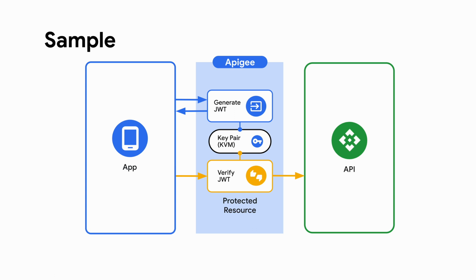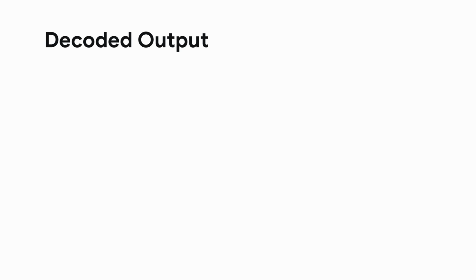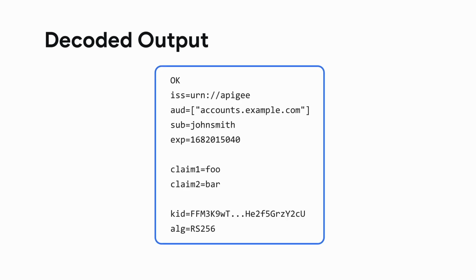The sample also shows how to verify the token signature using the public key and decrypt using the private key. If you attempt to modify the token or send a token which has expired, Apigee will return a 401 unauthorized response. If the token's valid, the verification endpoints will output the contents of the decoded token, showing the claims and the algorithm that was used to generate it. Now let's see how to deploy and use the sample.